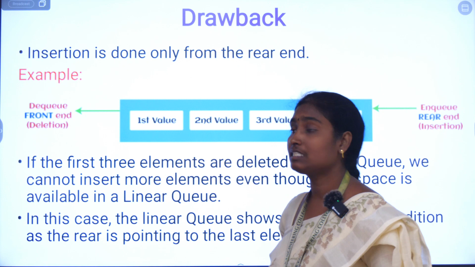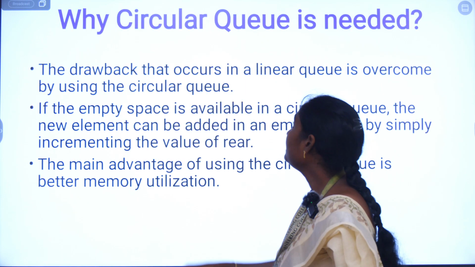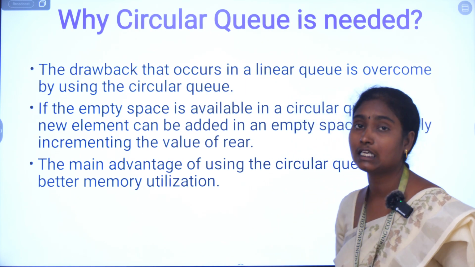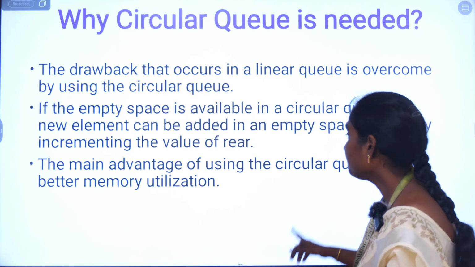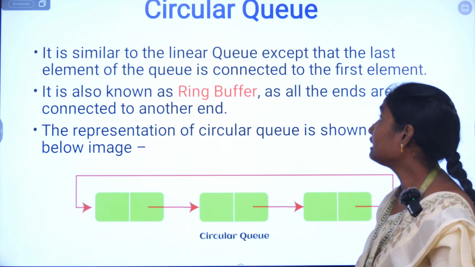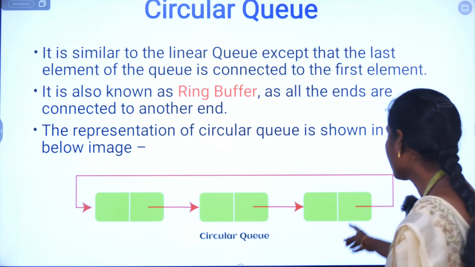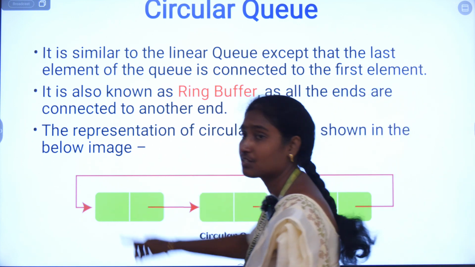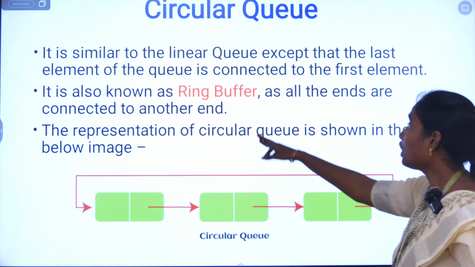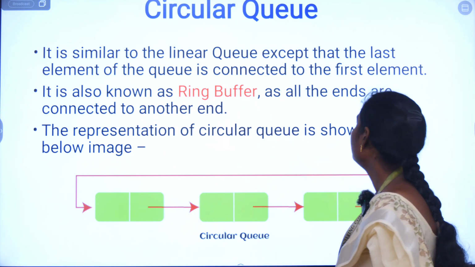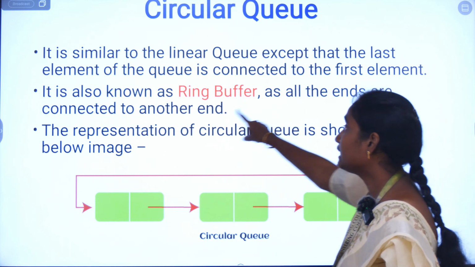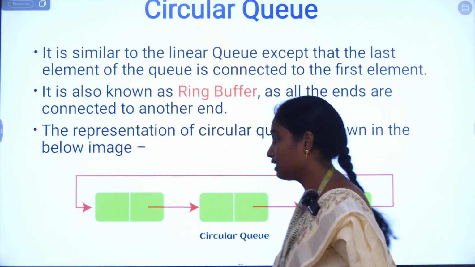To overcome this drawback, they introduced the concept of the circular queue. A circular queue is very similar to the linear queue except that the last node is connected to the first node. It is also called a ring buffer. Here all the ends are connected to each other.